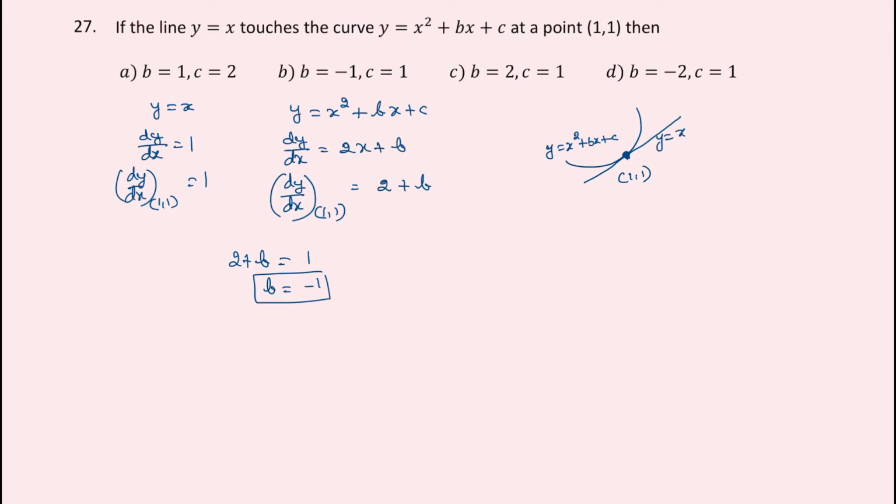Now to find c, we will use the curve equation. The point (1, 1) lies on this curve. So 1 is equal to 1 squared plus b into 1 plus c. We know the value of b is minus 1. Therefore, the c value is plus 1. b is minus 1, c is plus 1. B option is the correct option.